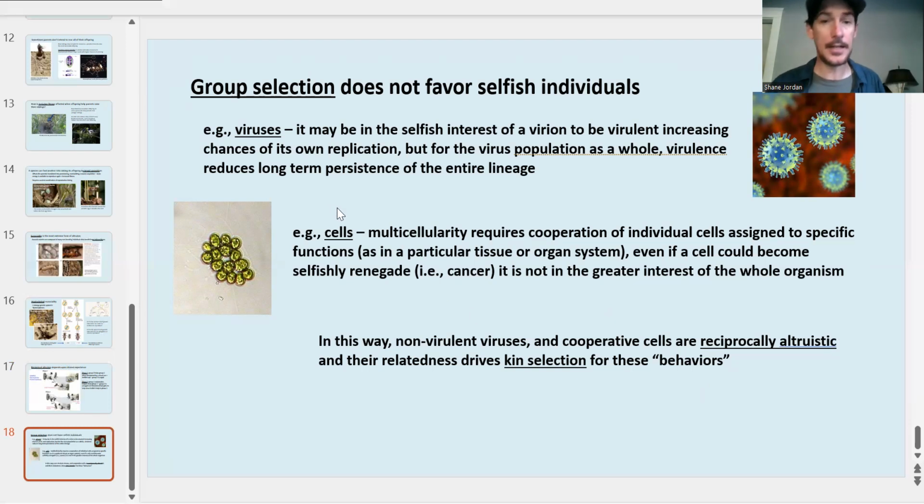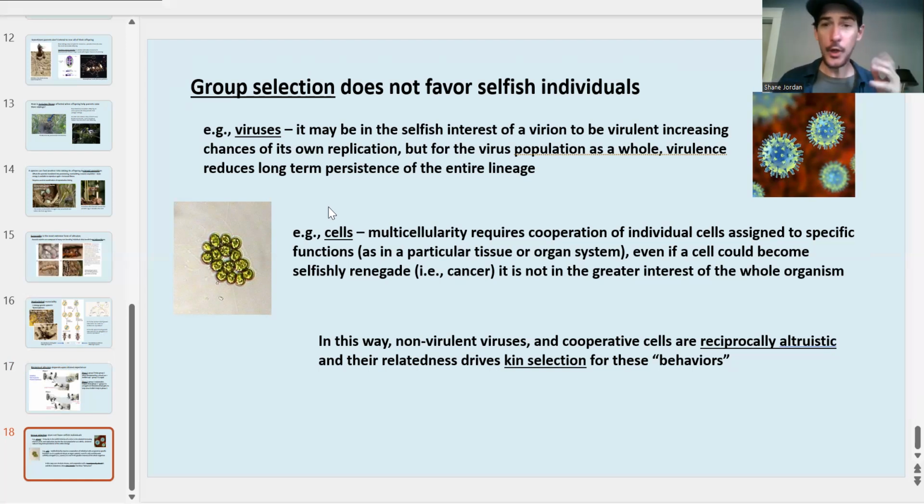And something similar plays out at the cellular level, where multicellularity really does require cooperation amongst a lot of different individual cells. A lot of these different cells are assigned to very specific functions, like in a particular tissue, or maybe in a particular organ system. And all of these cells, within a certain individual, are just about genetically identical. And so they all share a vested interest in the genes in that cell getting passed on to future generations. And this is something favoring cooperation amongst these cells.